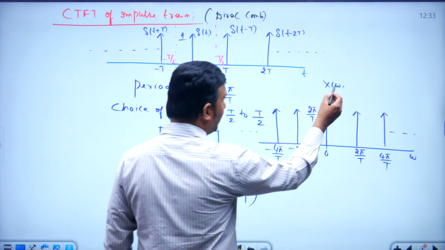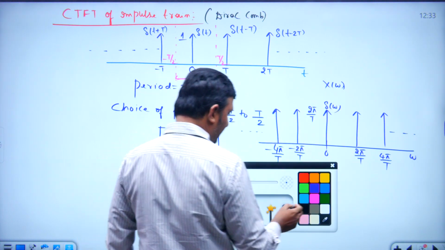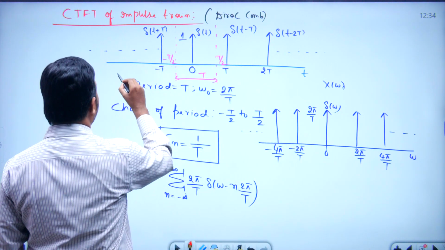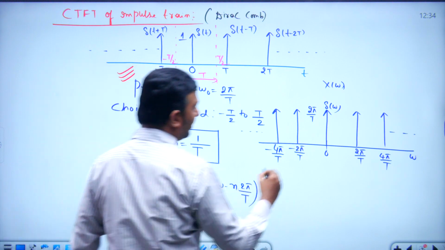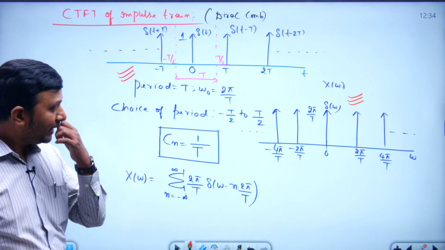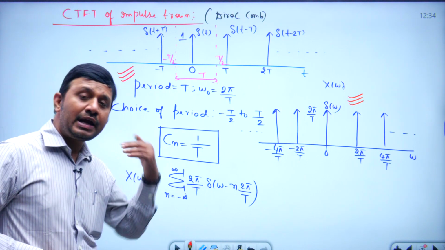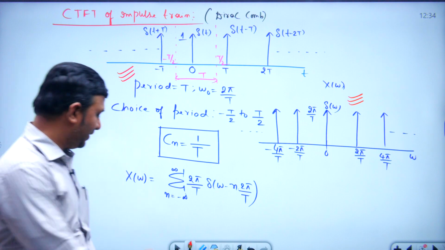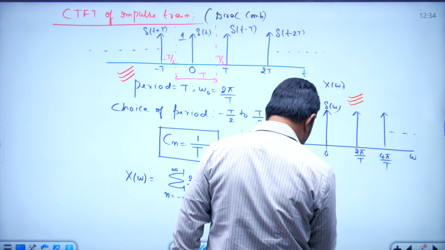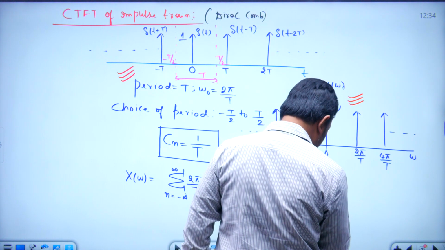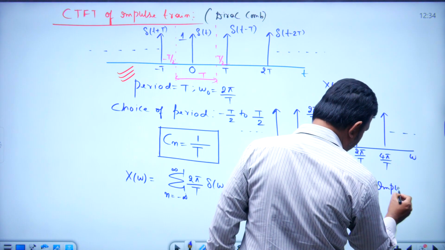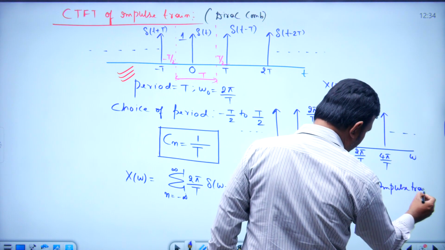Now, if you observe, this is a train of impulses in time domain, and this is also a train of impulses in frequency domain. So what can you say? We can say that the Fourier transform of an impulse train is again an impulse train. So we can write that the impulse train signal forms a Fourier transform pair with an impulse train only.